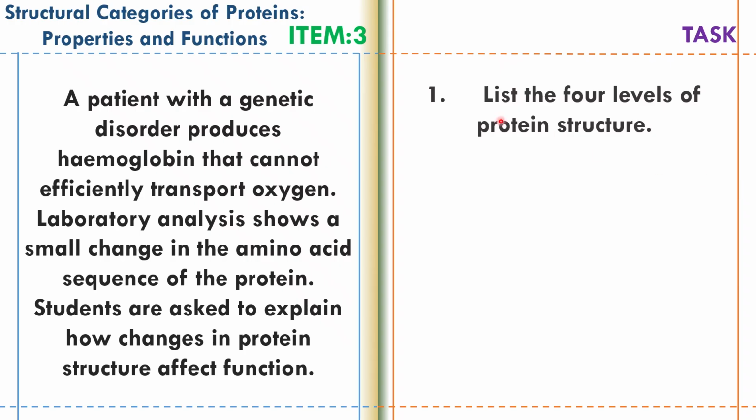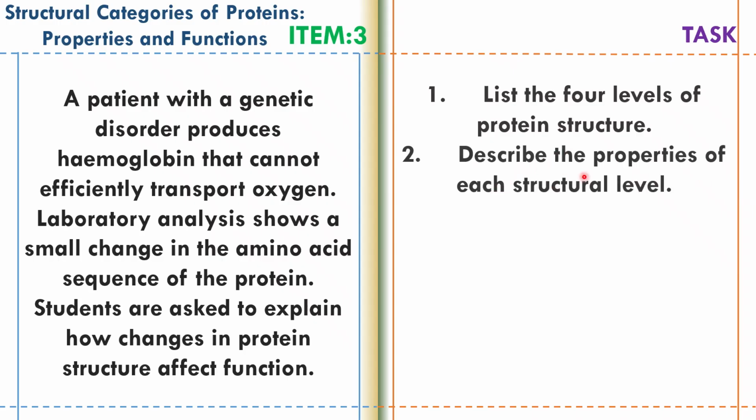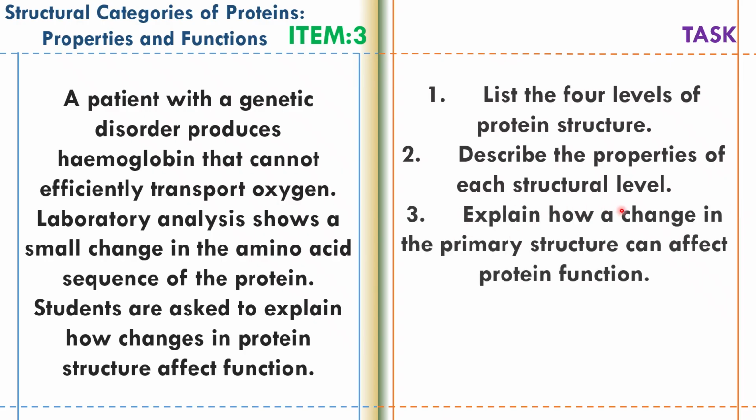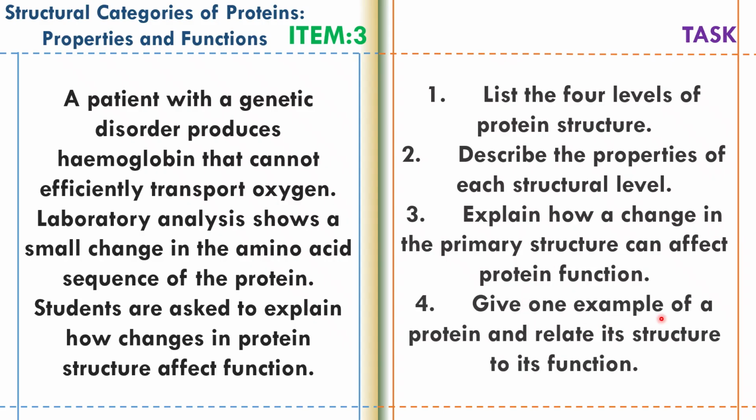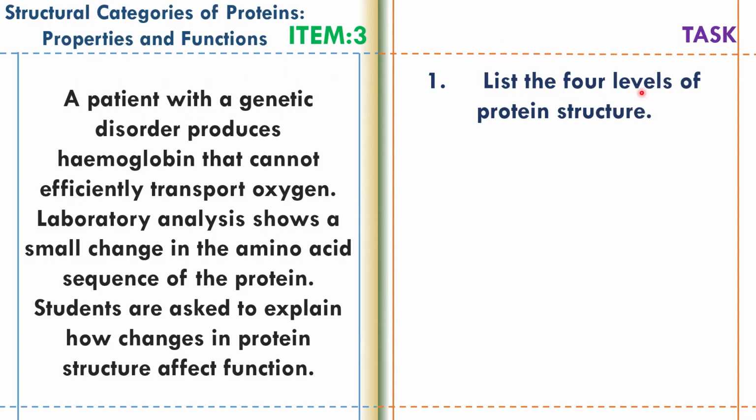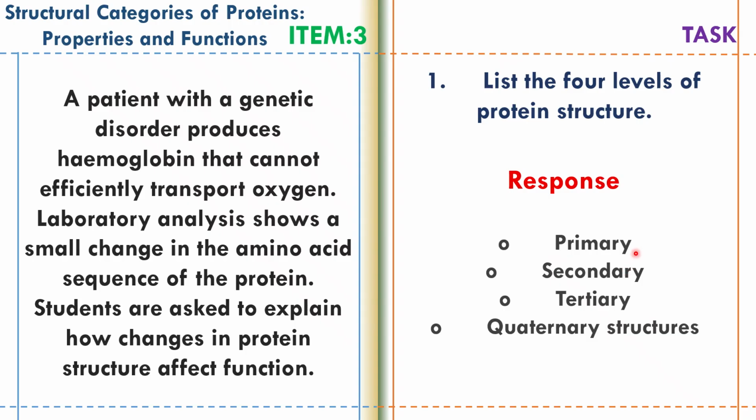Task: list the 4 levels of protein structure. Describe the properties of each structure level. Explain how a change in the primary structure can affect protein function. Give one example of a protein and relate its structure to its function. List the 4 levels of protein structure. We have the primary, secondary, tertiary, and quaternary structures.